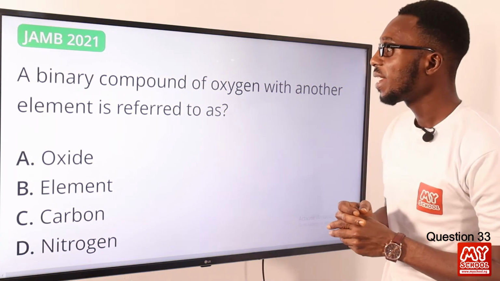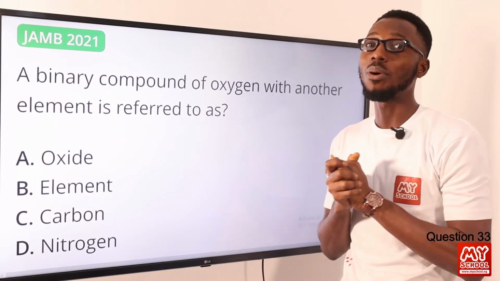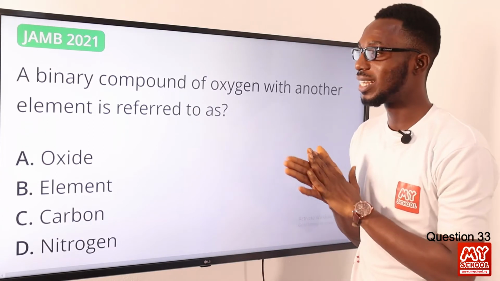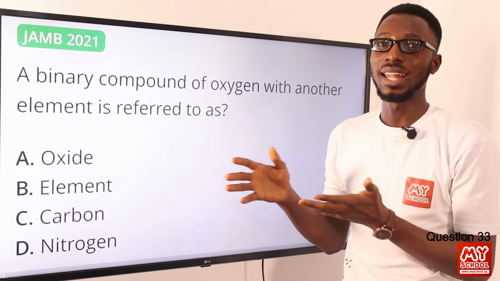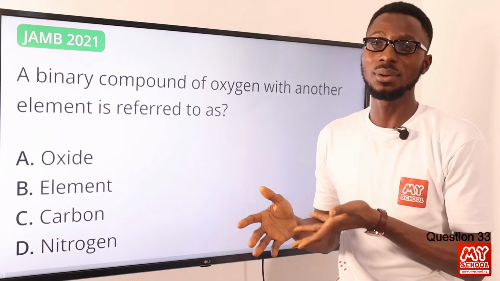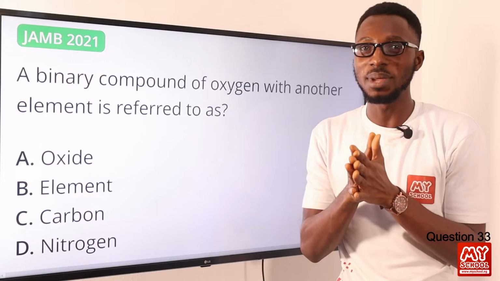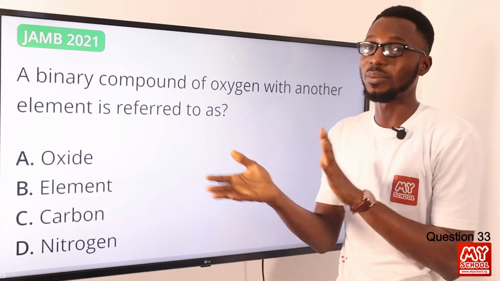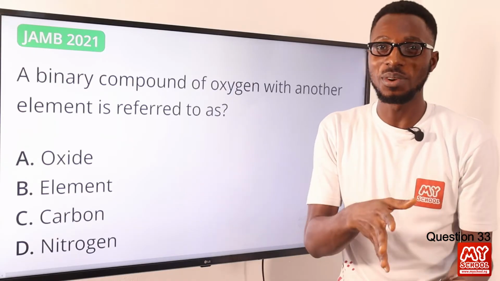33. A binary compound of oxygen with another element is referred to as an oxide. Okay, we know that oxygen readily combines with other elements, except some like the rare gases, some halogens and some unreactive metals. But basically, when oxygen combines with other elements, what you will get is an oxide. Okay, when it combines with metals, you are talking about basic oxides, like your sodium oxide and the likes.